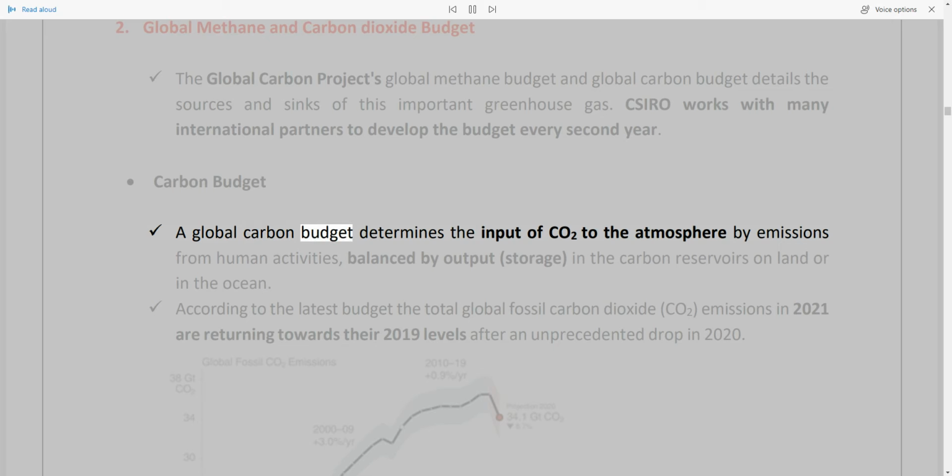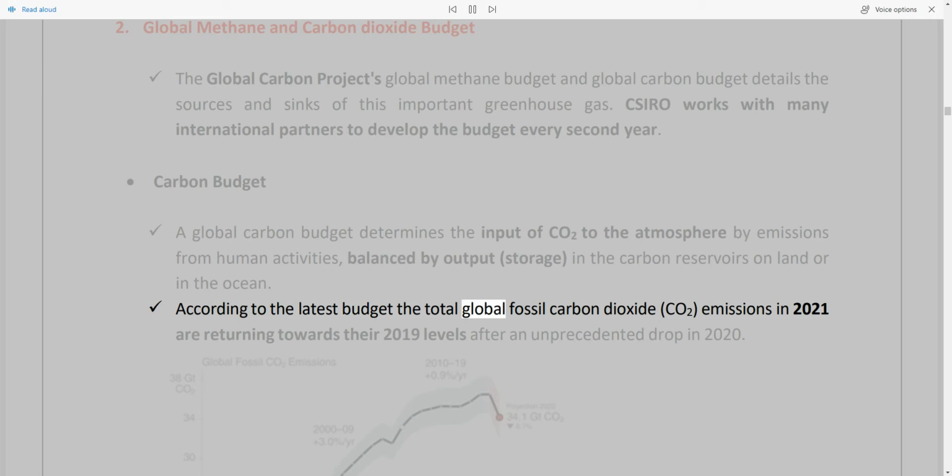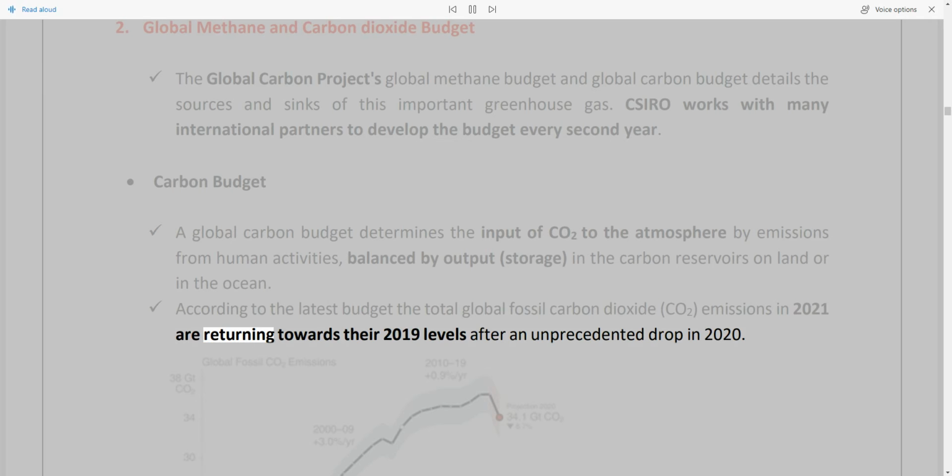A global carbon budget determines the input of CO2 to the atmosphere by emissions from human activities, balanced by output, storage, in the carbon reservoirs on land or in the ocean. According to the latest budget, the total global fossil carbon dioxide, CO2, emissions in 2021 are returning towards their 2019 levels after an unprecedented drop in 2020.